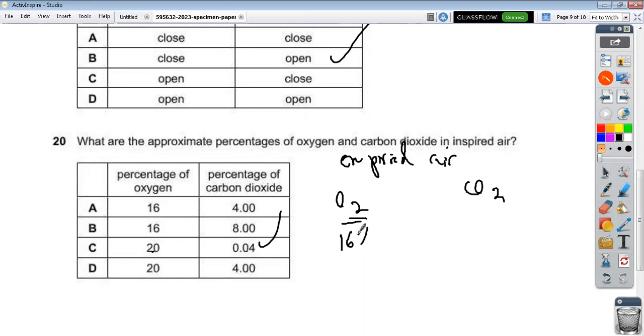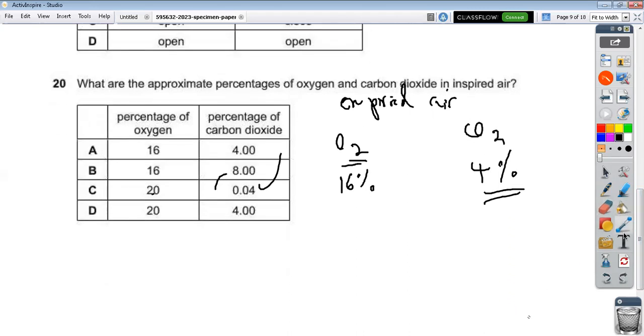16%, not difficult. And carbon dioxide, it's always 100% of this, 4%. Clear? Oxygen is 4% less, and carbon dioxide is 100% more when you breathe out.